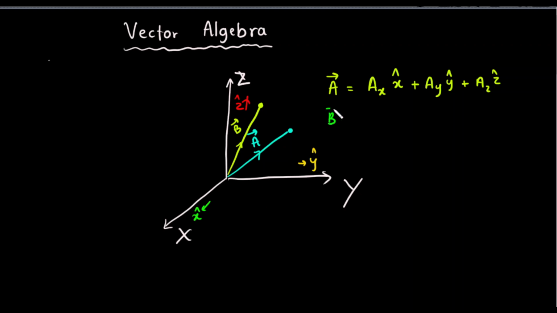Similarly, I can write this for the b vector as well. So bx is the component along the x hat direction, by is the component along the y hat direction, and bz is the vector component along the z hat direction.